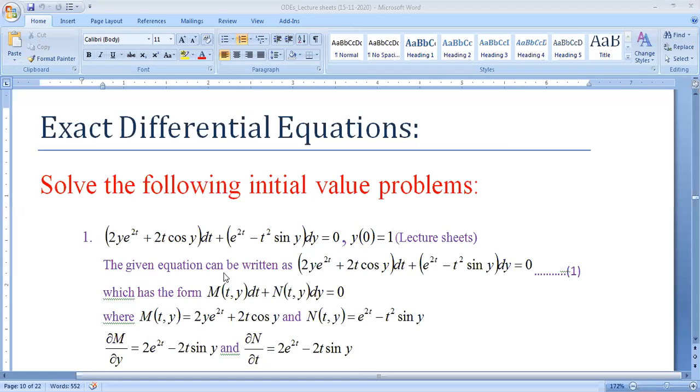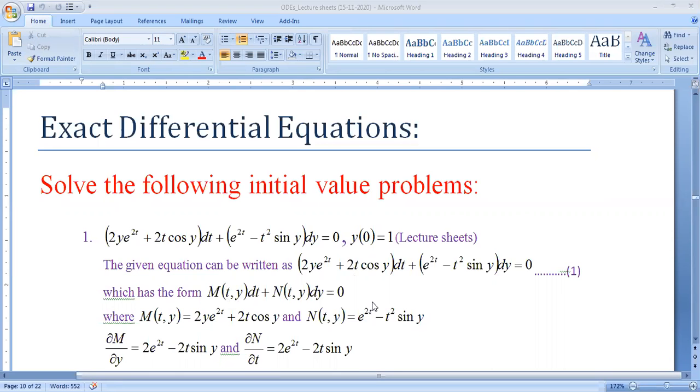Now we know the given equation can be written like this: M dx plus N dy equals to 0. Here dx means what? dt. We are using t in place of x. That means M dx plus N dy equals to 0, which has the form M(t,y) dt plus N(t,y) dy equals to 0. That means xy means what? t and y variables. t is used in place of x. That means exact form, where M equals to this and N equals to what?